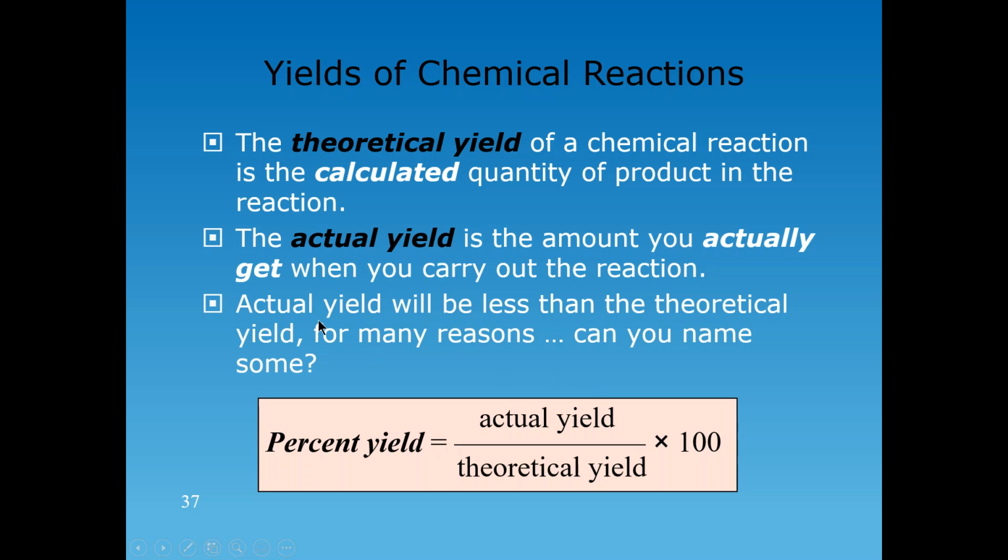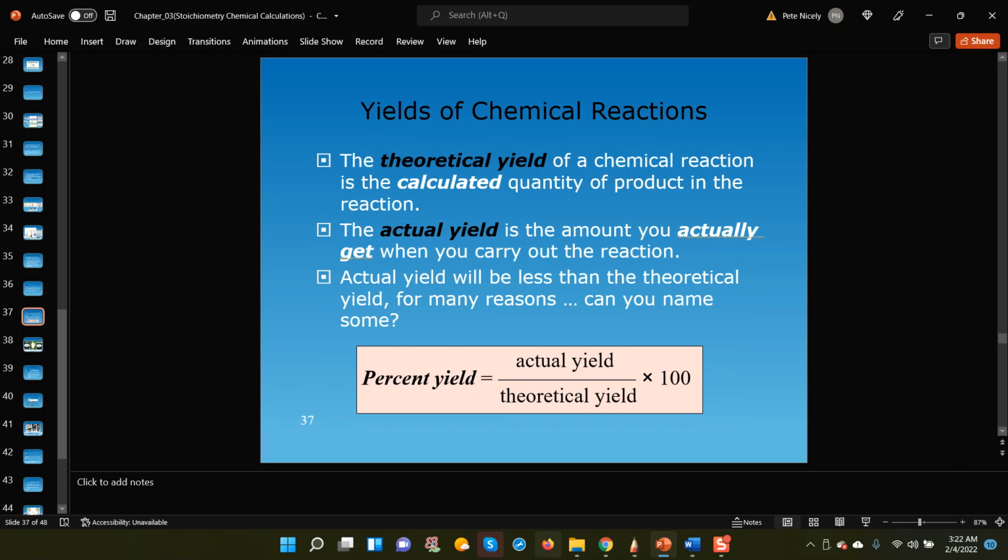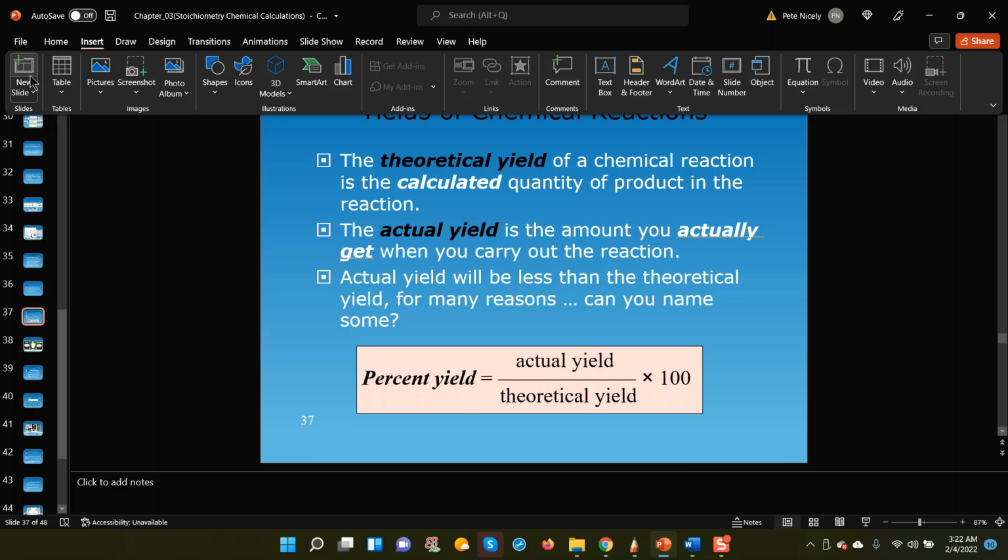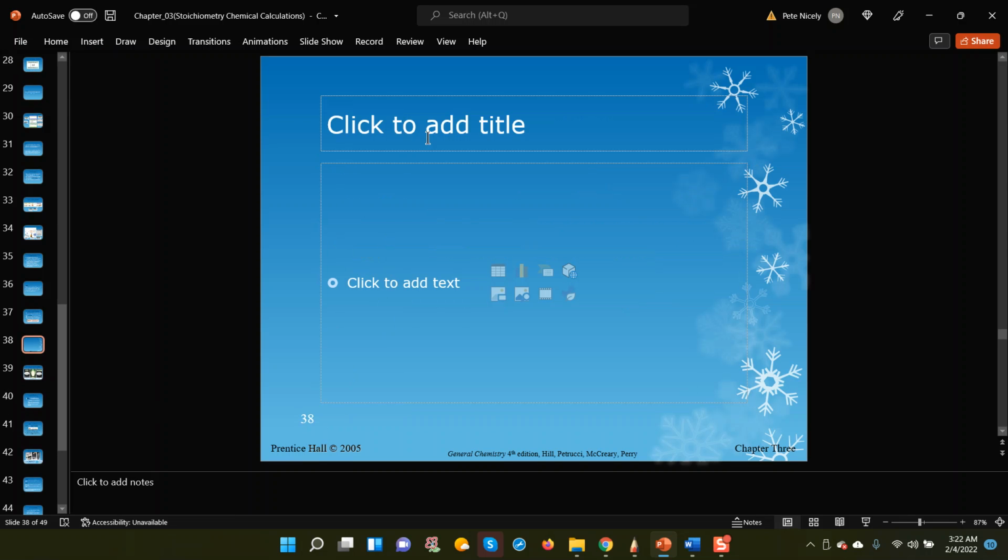Now, here's a question that is being asked. It says here that the actual yield will be less than the theoretical yield for many reasons. Can you name some? All right, and there are a couple of reasons why the actual yield is less than the theoretical yield. One reason is, in fact, maybe I should make some notes here while I'm speaking. So let me insert a new slide. And let me just make some notes here.